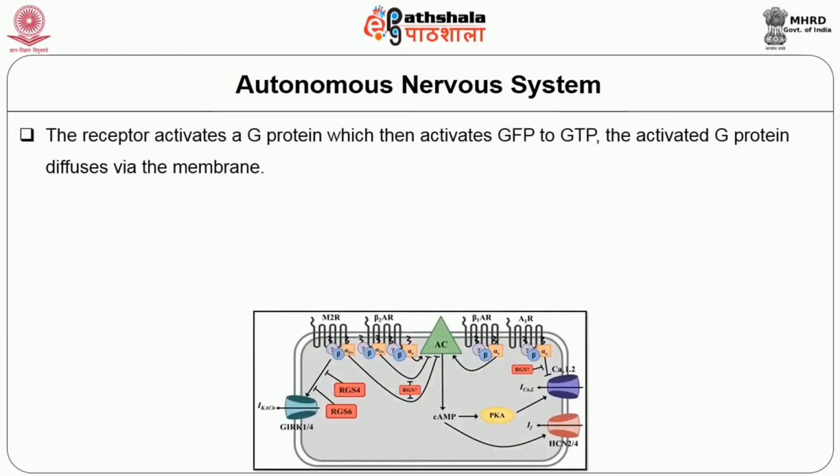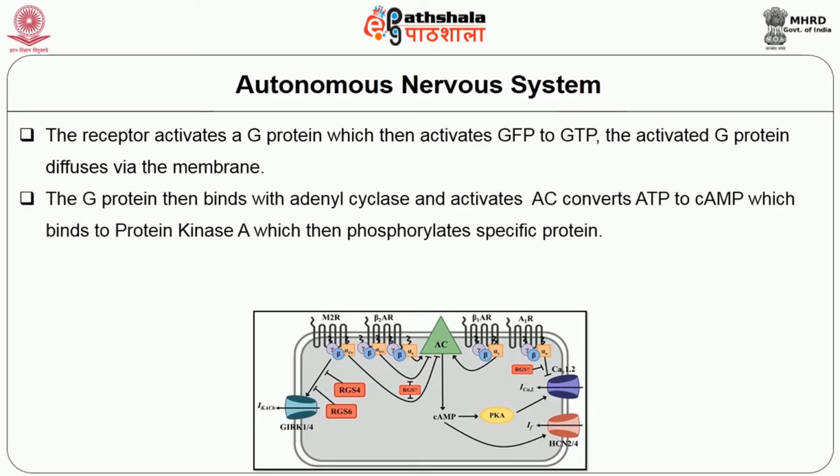The receptor activates a G protein, which then converts GDP to GTP, and the activated G protein diffuses via the membrane. The G protein then binds with adenylyl cyclase and activates it.